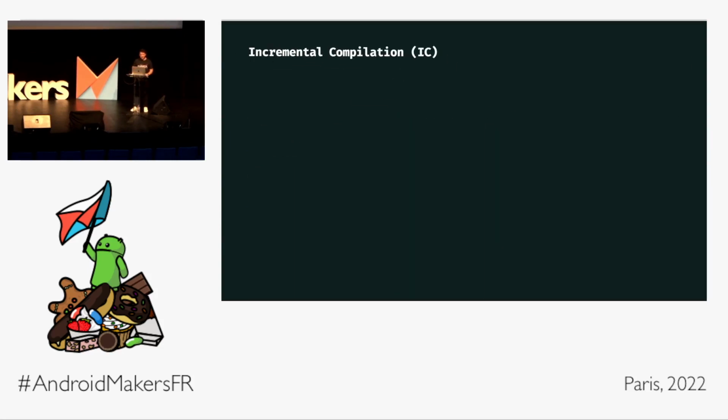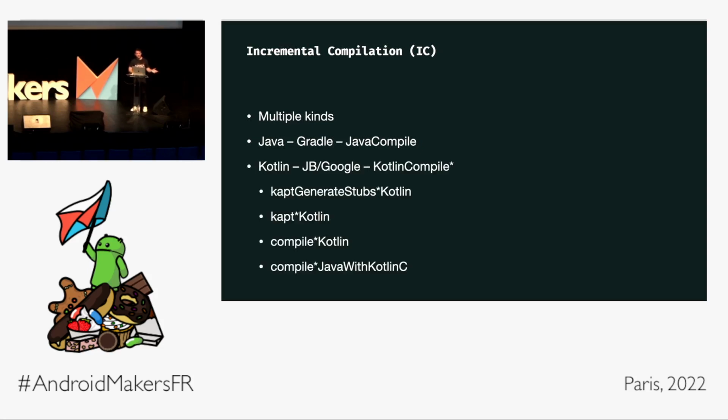Next, we've got incremental compilation. Again, there's multiple kinds here. The ones relevant to this audience are going to be mostly just Java and Kotlin. Java's is by Gradle. It's built into Gradle itself, lives in the Java compile task. Kotlin's is implemented by JetBrains, and more recently with a lot of contributions from the Google compilers team, or AGP team, one of those two.